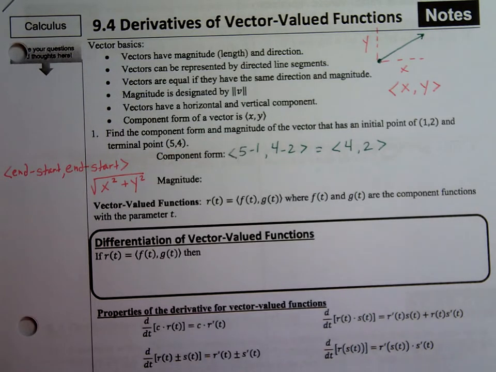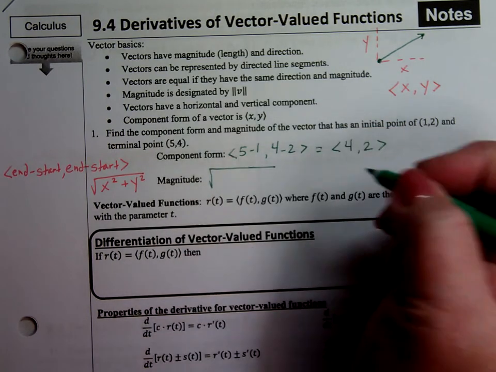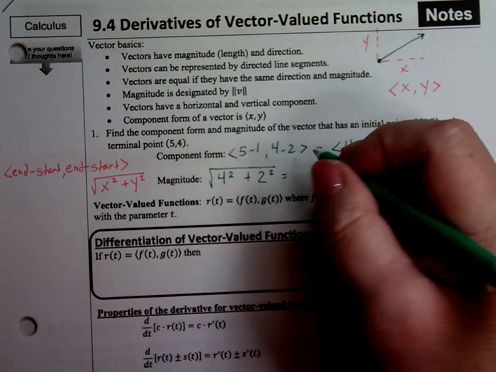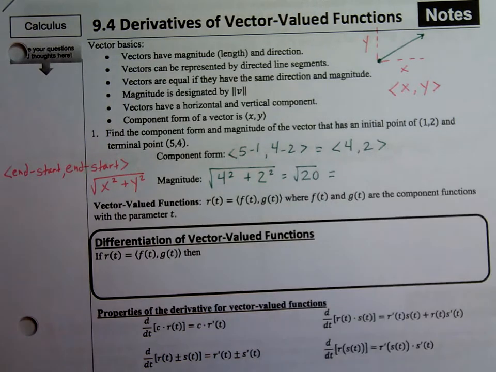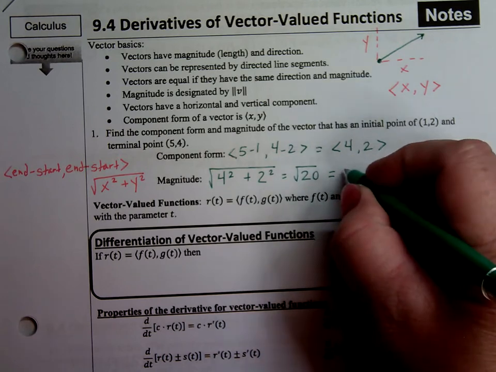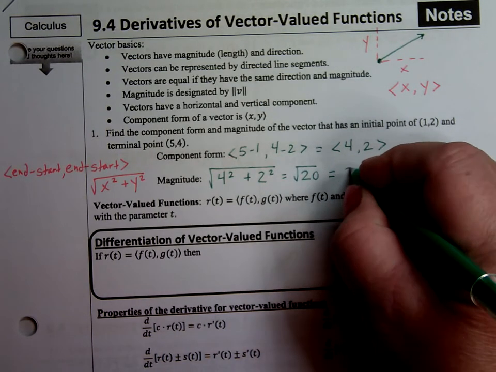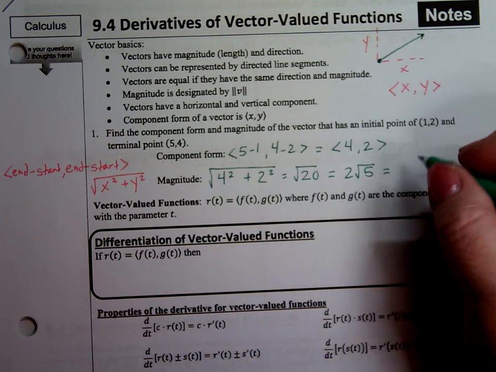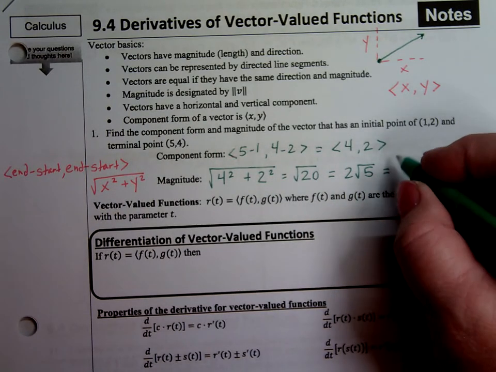So let's do that. If I take the square root, my x component is 4 and my y component is 2. When I square them, I get the square root of 20. I can simplify that: 4 times 5 is 20, and the square root of 4 is 2, so 2 square roots of 5. That would be another way of saying it. And if I go back up here, that would be the length of this thing.